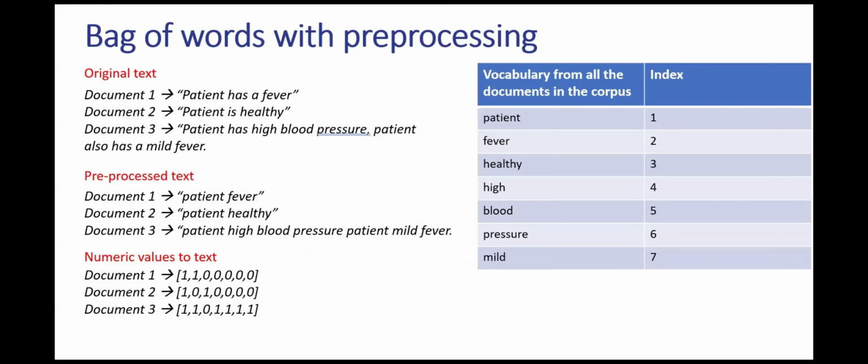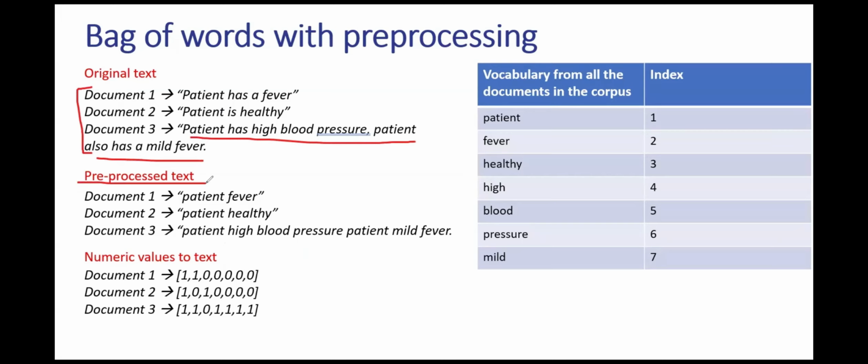Now if we were to apply the bag of words model with the pre-processing techniques, we can see here that this process greatly reduces the vocabulary size and makes the data easier for machine learning models to handle. So let's start with the original text that we had with 3 documents in our data. Document 1 is patient has a fever, document 2 is patient is healthy, and document 3 is patient has a high blood pressure, patient also has a mild fever.